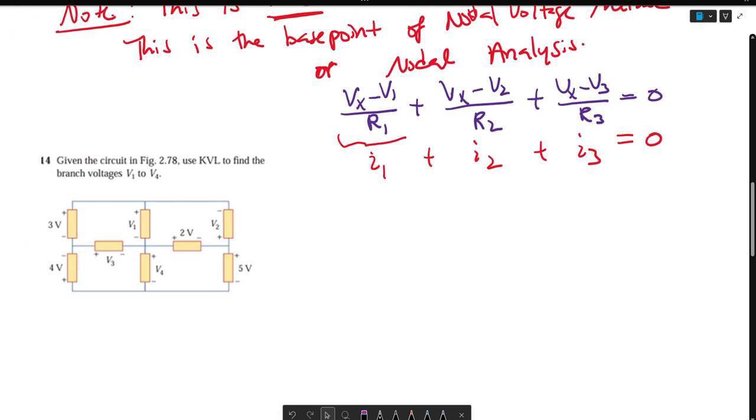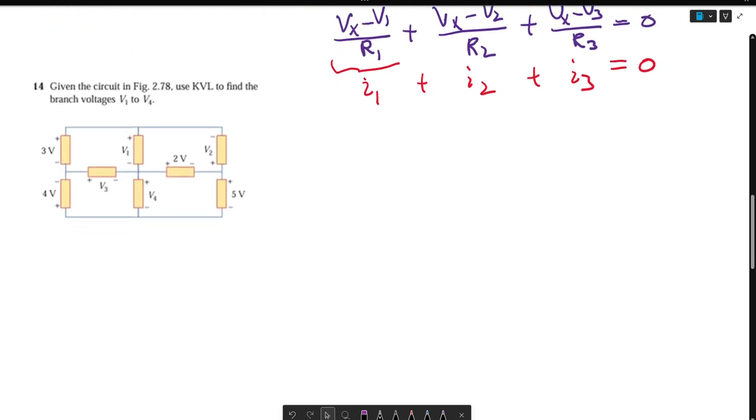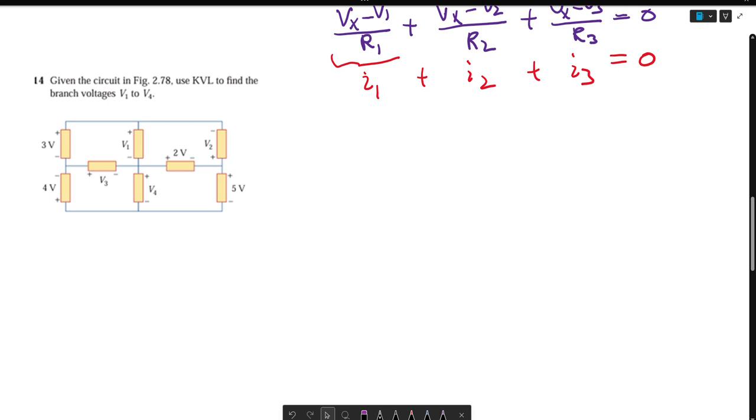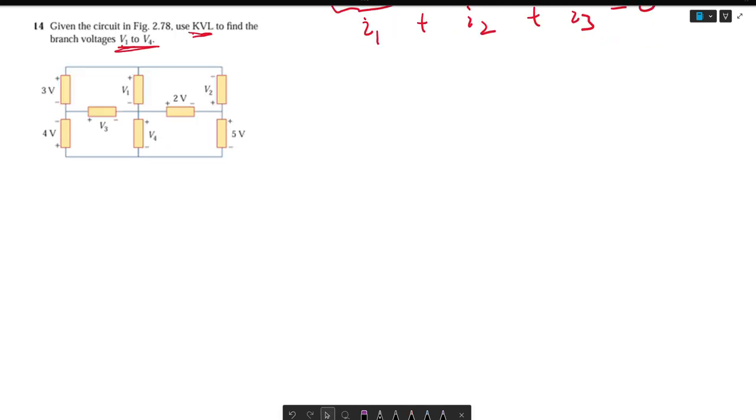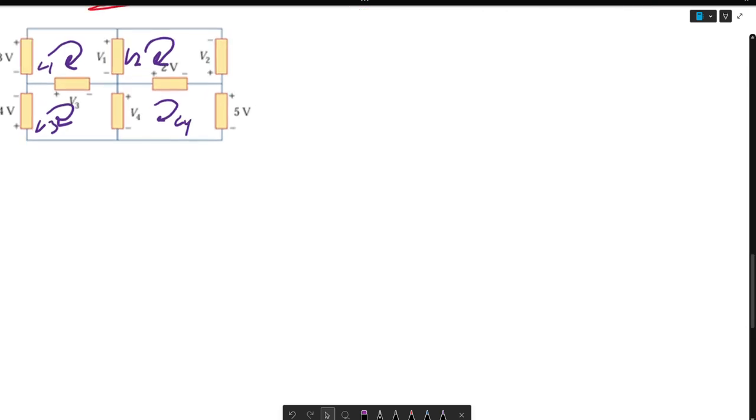So now let's go to the next example, and maybe pause the video and see if you can solve it. It says use KVL to find V1 through V4. So in this problem, we're going to start off by doing our loops. In KVL, they're called loop equations, where we can call these L1, L2, L3, and L4.